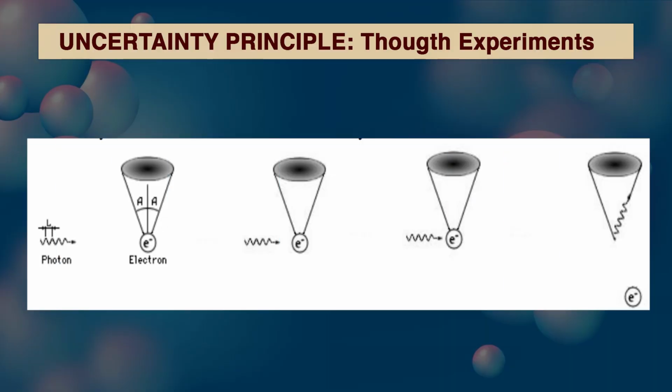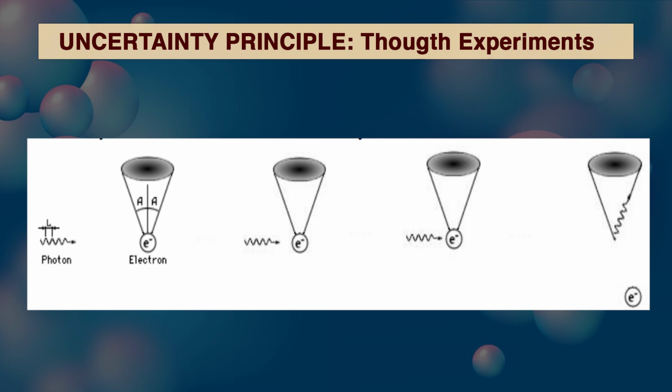Some thought experiments are there to support this uncertainty relation, and there are two sets of thought experiments. One is the gamma rays microscope, and the second one is electron diffraction. The electron was initially considered as a particle, but after de Broglie's hypothesis we have shown that the electron will have wave nature. If it has wave nature, obviously it will show diffraction.